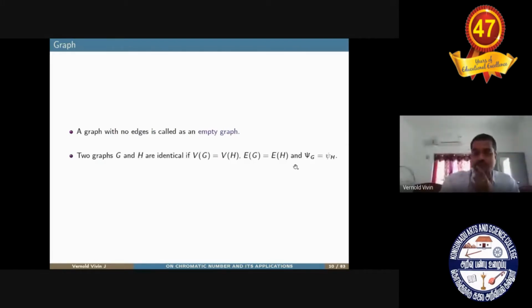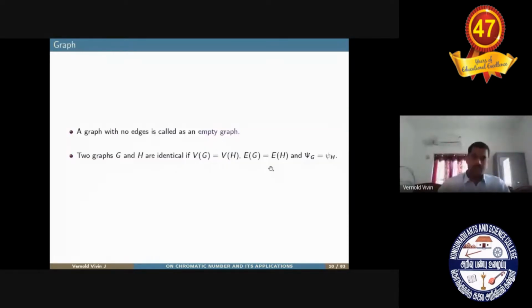So two graphs G and H are identical. We are going to see about identical graphs. If the graphs have the same vertex set, that is V of G is equal to V of H, and edges of G are equal to edges of H, and the function, that is the incident map of G, is equal to the incident map of H. Whenever these conditions are satisfied, then those graphs are called identical graphs.